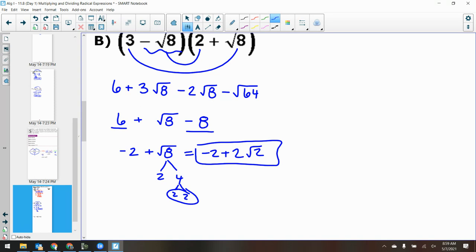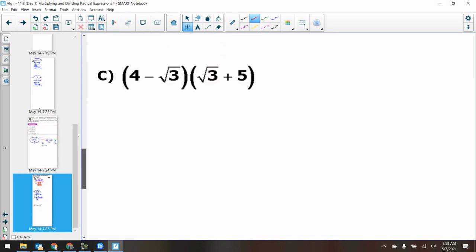Could you not add the 2 together? No, because it's got something attached to it. Rosalie asked a good question. She said, could you not add this negative 2 plus 2? And I said, no, because the positive 2 has a radical 2 attached to it, so that's kind of like the coefficient to a variable. It would be like saying negative 2 plus 2x. You can't combine those. Let's do one more.